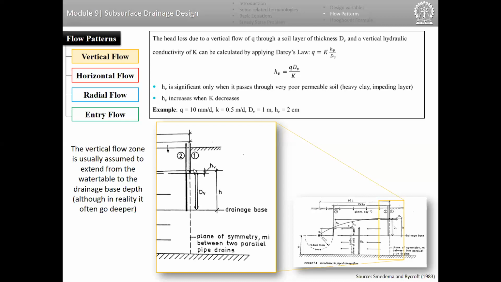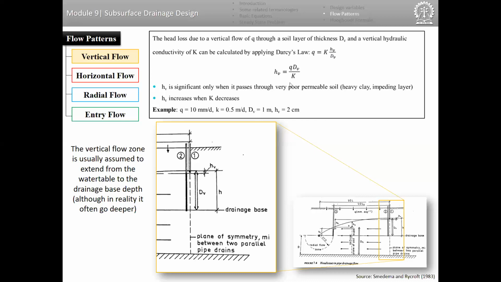So Darcy's law says that Q is equal to K into HV upon dV. K is your vertical hydraulic conductivity, HV is the head loss, and dV is your length of flow. So Q is equal to K HV by dV. So the head loss due to vertical flow can be written like this: HV is equal to Q dV upon K.